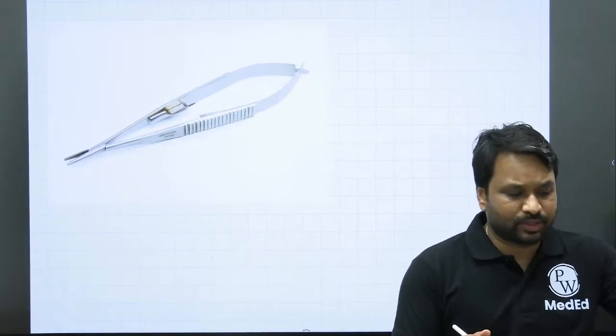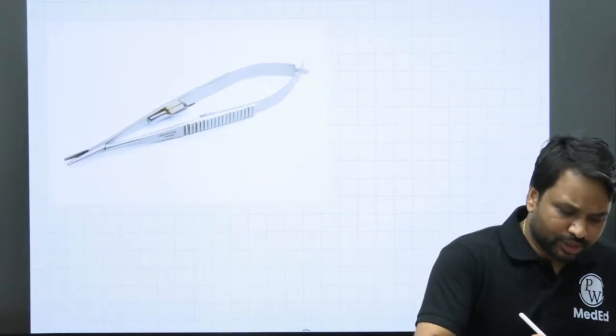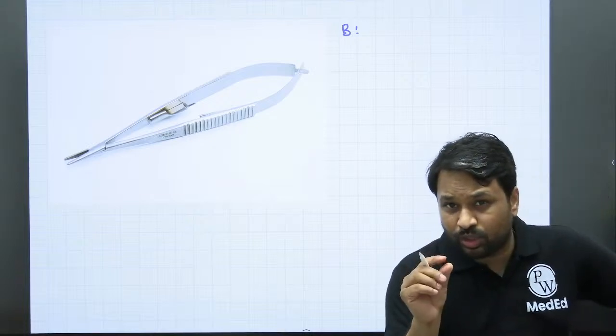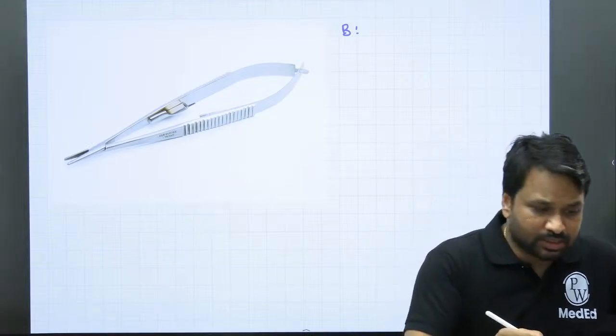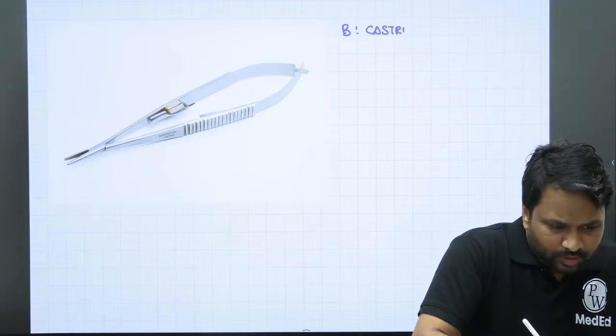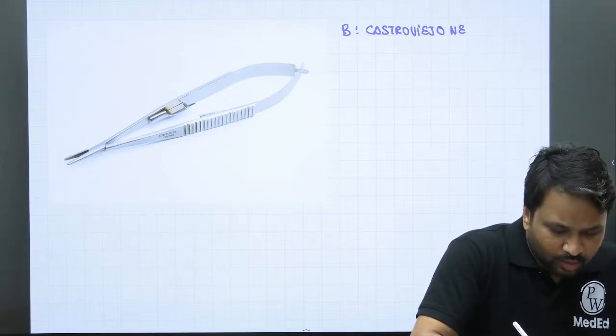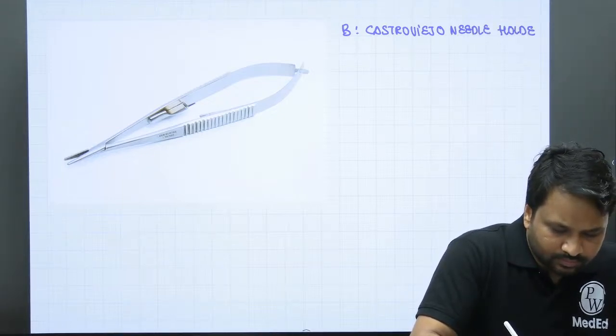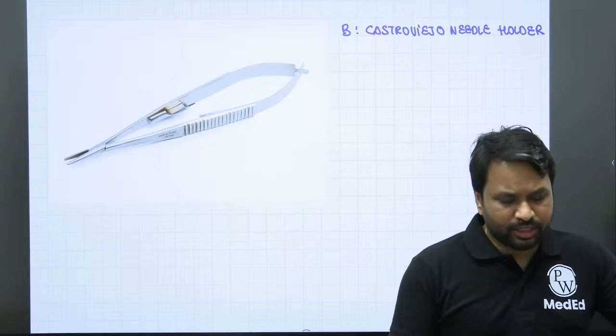Now, anybody with this one? Again, a very, very important image. This is image number B. This is also a needle holder, but for smaller needles, and this is what we call the Castroviejo needle holder.